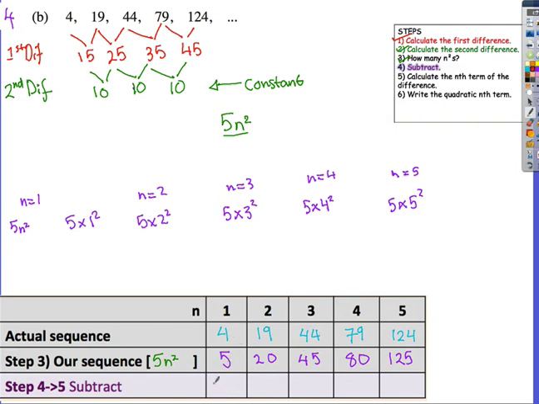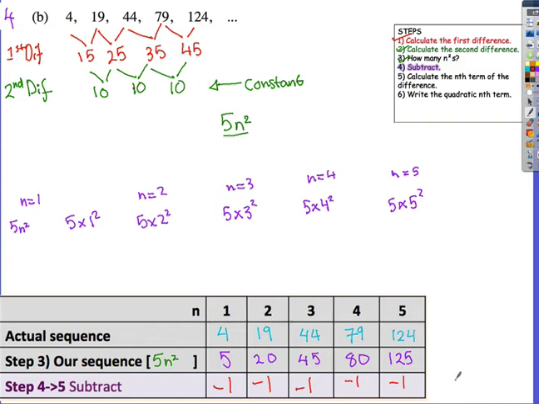4 subtract 5 is minus 1. 19 subtract 20 is minus 1. 44 subtract 45 is minus 1. This one's also minus 1 and also minus 1. Notice that if we were to add this sequence to our sequence, we would get the actual sequence.